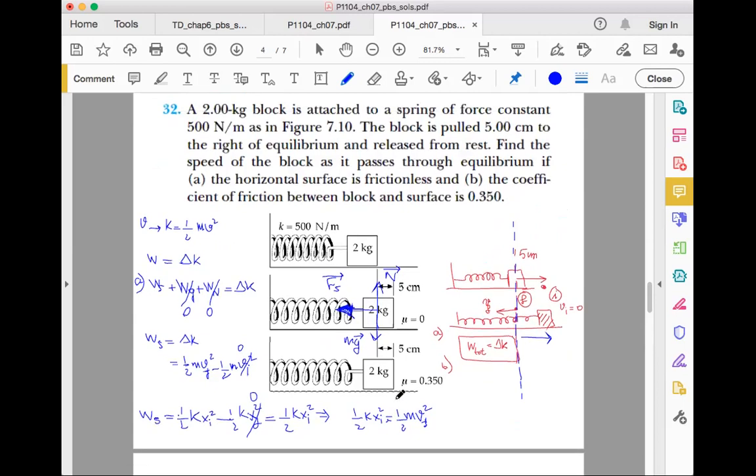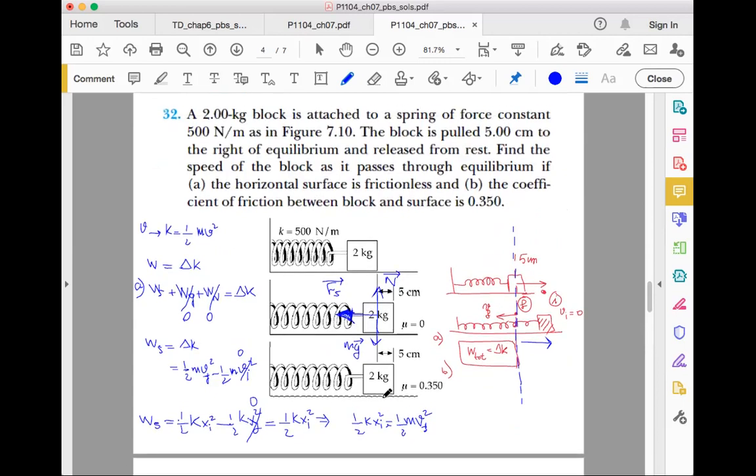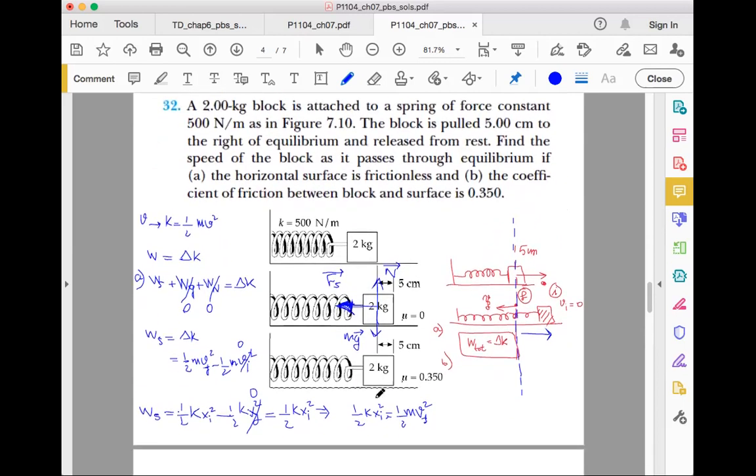Now we're going to move to part B. In part B, we do not only have these forces, but in addition to the three forces, we do have the friction force.